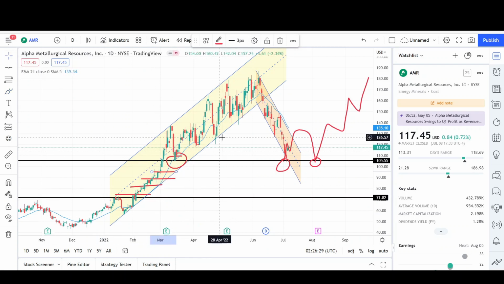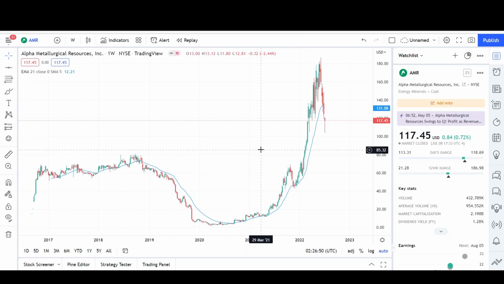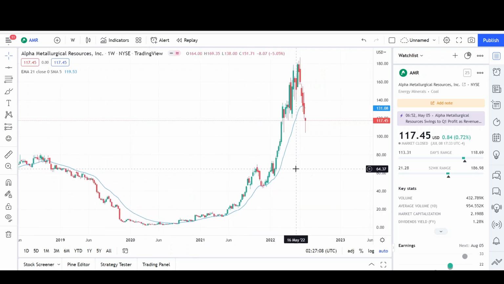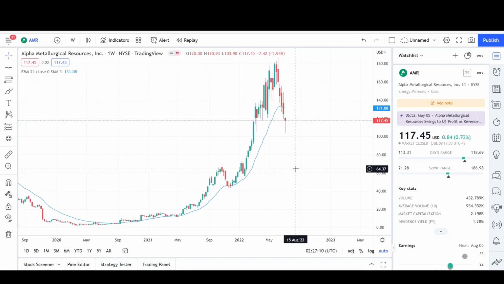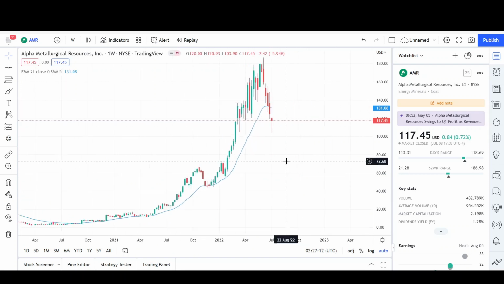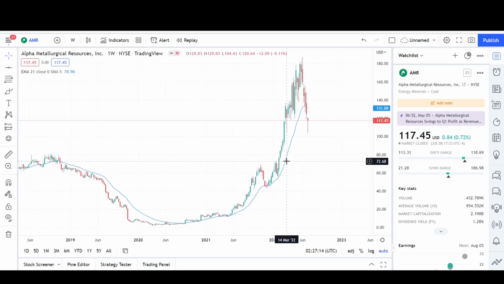So let's go and wrap this up on the weekly chart. Here we have the weekly chart for AMR. This is the entire price history of this company since its IPO back in, looks like, September of 2016. Looks like in 2020 there was a massive drop. Probably the company almost went bankrupt, but you see that it recovered pretty nicely because it does mine coal and other minerals, so that's definitely needed in today's world.